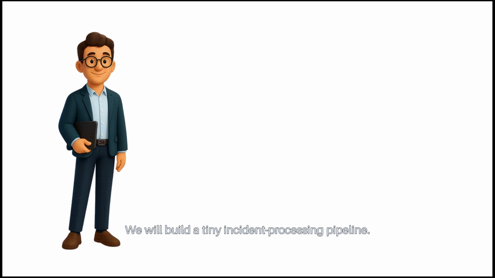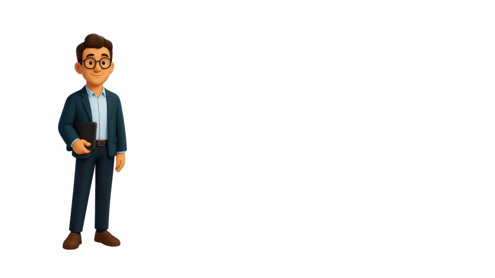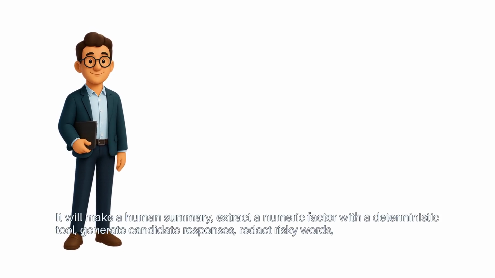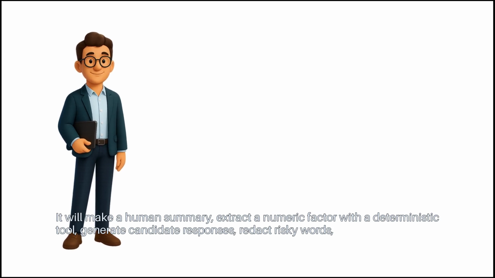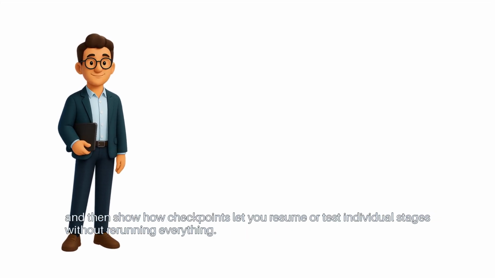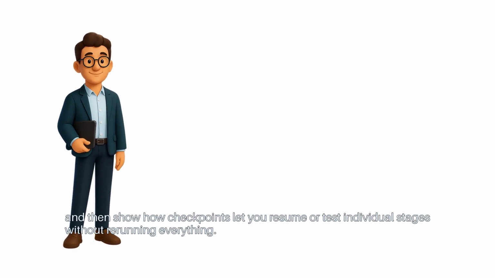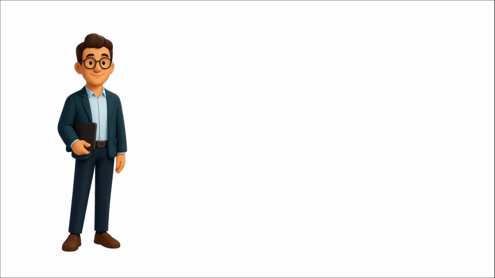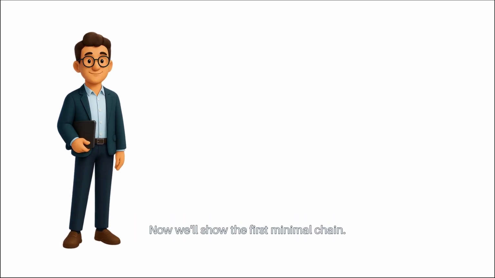We will build a tiny incident processing pipeline. It will make a human summary, extract a numeric factor with a deterministic tool, generate candidate responses, redact risky words, and then show how checkpoints let you resume or test individual stages without rerunning everything. Now we'll show the first minimal chain.